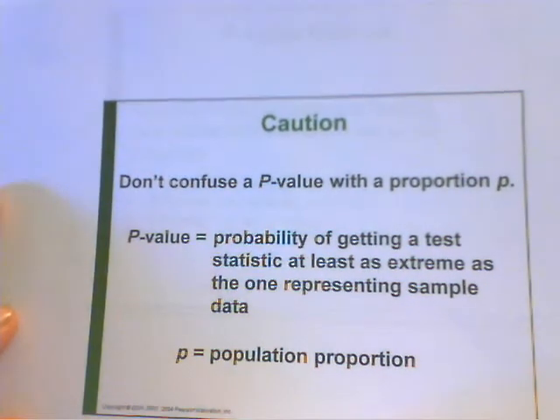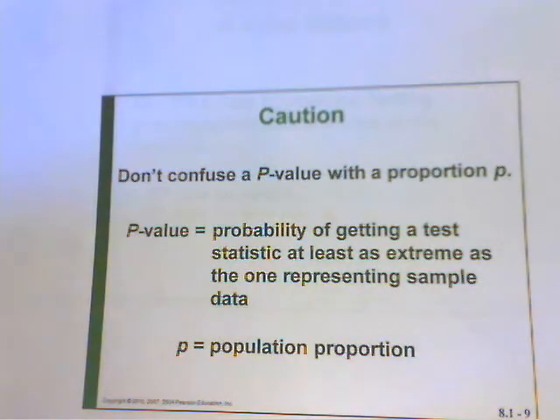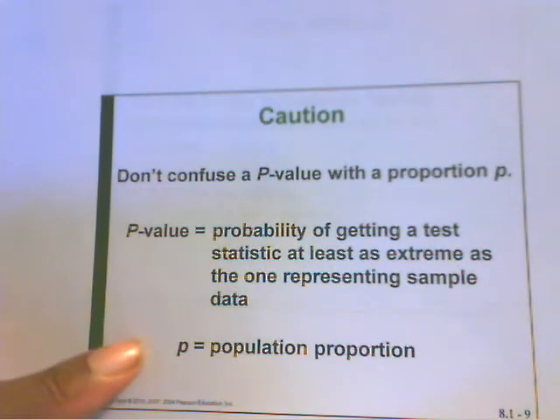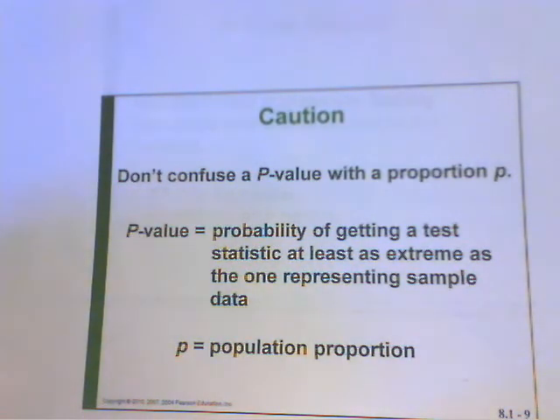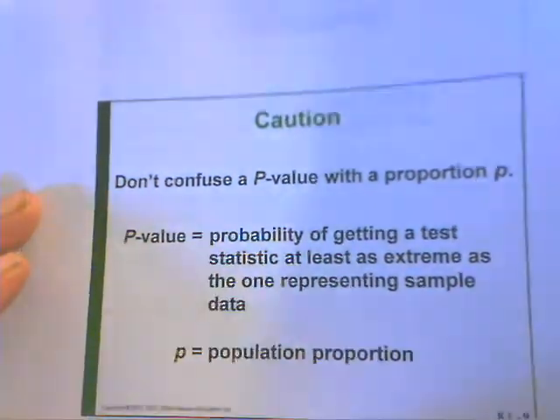Do not confuse a p-value with a proportion, which is p. The p-value, by definition, is the probability of getting a test statistic at least as extreme as the one representing the sample data. And the population proportion is just simply lowercase p. Okay, so that's the difference between a p-value and a population proportion.